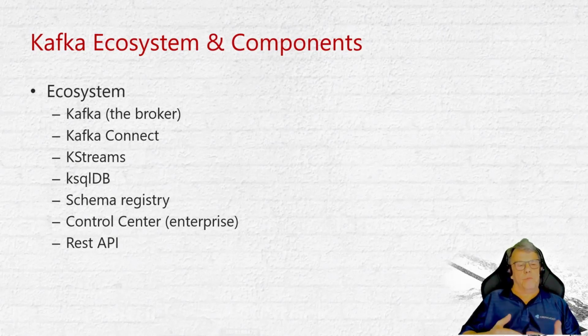We have schema registry, which allows you to have strongly typed events, strongly typed records. Control Center is a web UI for Kafka, so you don't have to use a console if you don't wish. And Control Center is the enterprise version only. Then finally we have a REST API, so we can do requests, gets and posts to Kafka to execute stuff. So that's kind of the ecosystem.